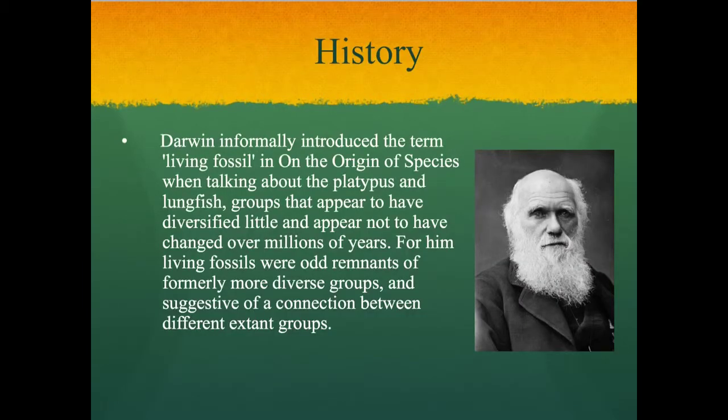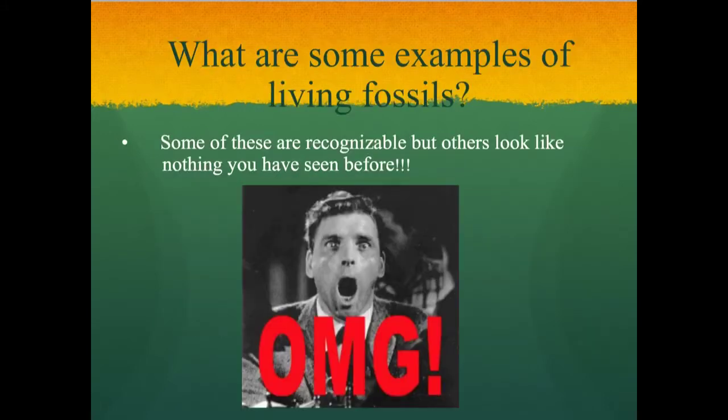History. Darwin first informally introduced the term living fossil in his book On the Origin of Species. He was talking about the platypus and lungfish and how these groups appear to have diversified little and appear to not have changed over millions of years. For him, living fossils were odd remnants of formerly more diverse groups and suggestive of a connection between different extant groups.